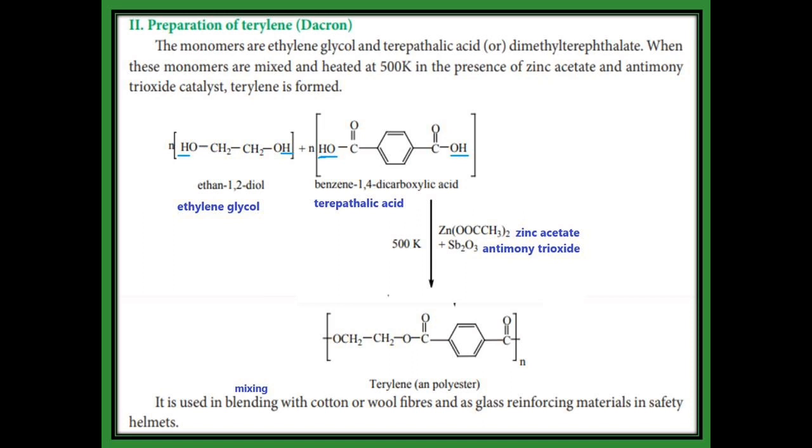This polyester is used by mixing with cotton or wool fiber to get polycotton and polywool. It is used as a glass reinforcing material in safety helmets.